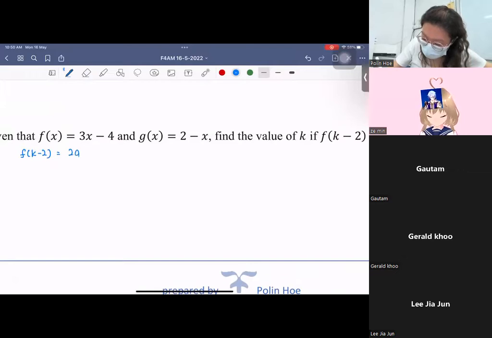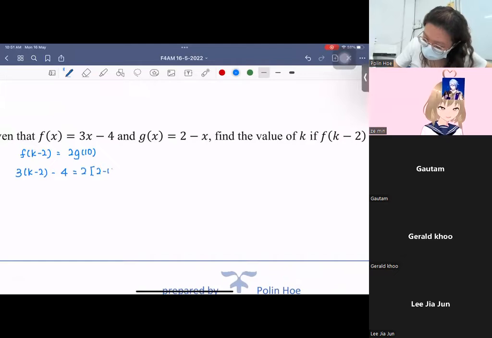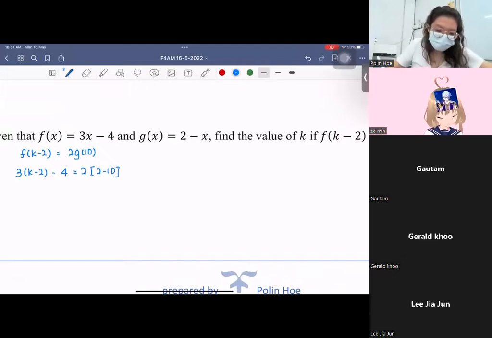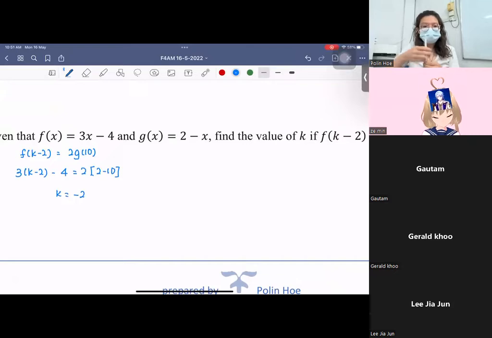Okay, the last one. f(k - 2) equals 2g(10). This one, nothing much to talk about. So I just change x to k - 2, equals 2 minus 10. And then you will get the answer as k equals -2.